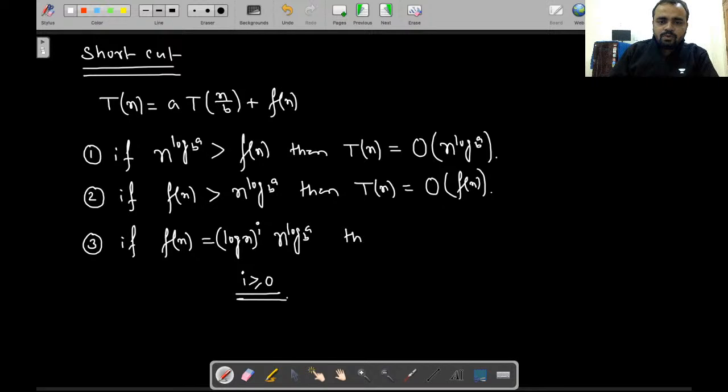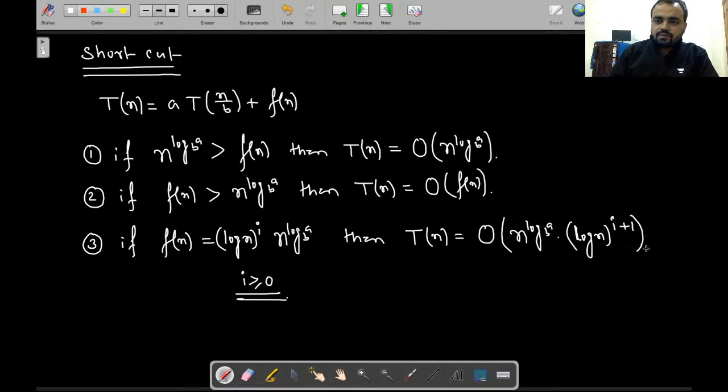तो इस सिचुएशन में हम लोग क्या लेंगे, the T(n) will become order of n to the power log of a on the base b into log of n to the power i plus 1. Got it, log of n to the power i plus 1. तो देखिए अगर i का वैल्यू 0 है तो ये n log n हो जाएगा, अगर यहां पर i का वैल्यू 1 है तो ये क्या हो जाएगा, n log n स्क्वायर हो जाएगा.